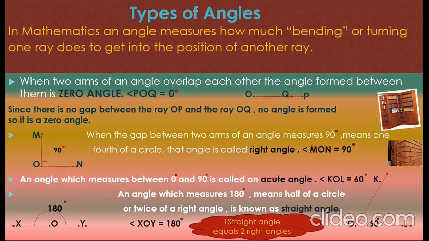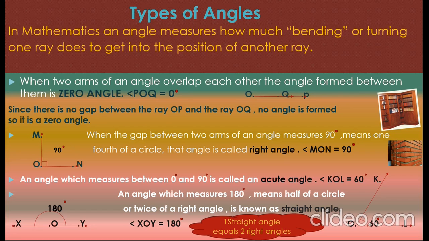Next is an angle which measures between 0 degree and 90 degree, meaning 45 degree, 30 degree, 60 degree, 52 degree, etc. That angle is called an acute angle. Here in the figure, an acute angle KOL is shown with its measurement 60 degree.